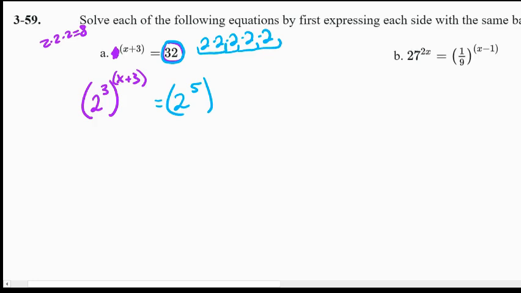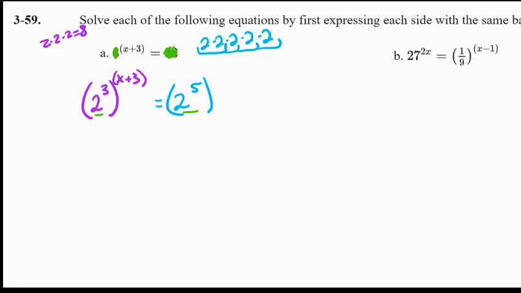So all I did for my first step here is rewrite the left and the right side. I didn't change the value, I just changed the way that it looks because I got rid of 8 and replaced it with 2 cubed. I got rid of 32, replaced it with 2 to the power of 5. And now I have two exponents with the same base.